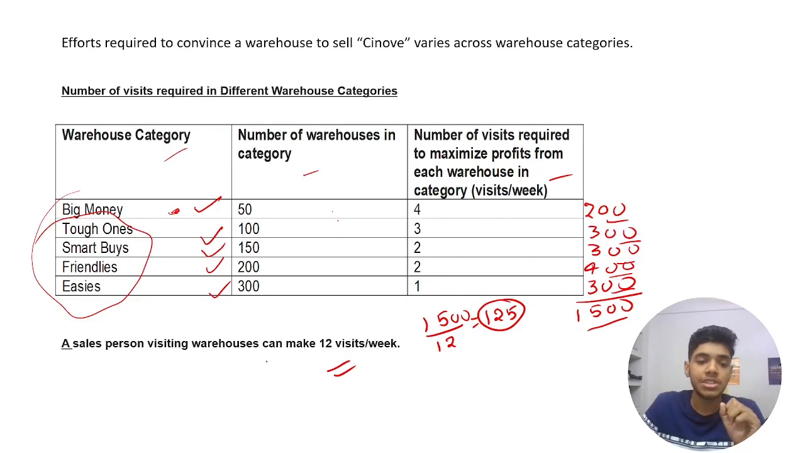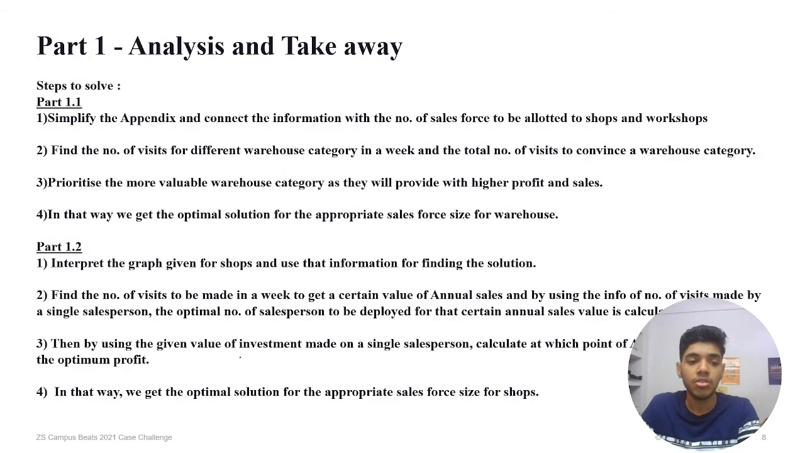And then we see that a salesperson visits warehouses 12 times a week. So we get around 125 salespeople. That is the optimal solution to convince all of the warehouses. And then for 1.2, we also follow the same format.